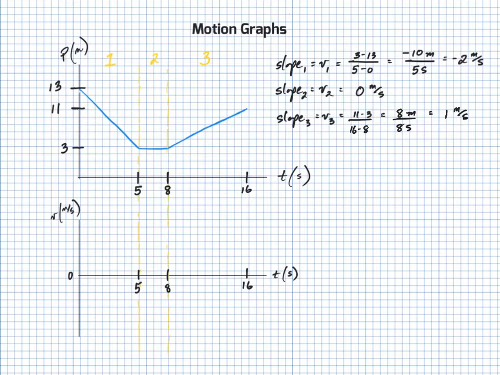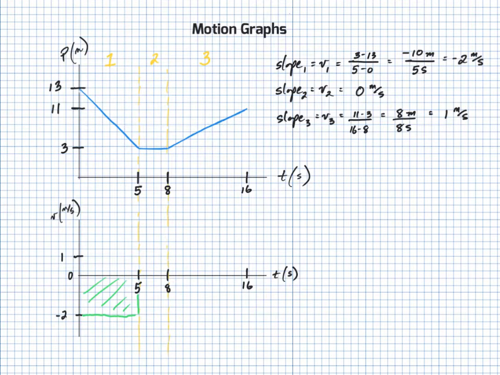So now we have all our velocity information, so we can start creating our velocity versus time graph. I'm going to mark 1, and then I'm also going to mark negative 2, because those are the relevant velocities that we calculated. So in section 1, from 0 to 5 seconds, we were going at a constant negative 2 meters per second. So again, we have a straight line here that's showing us that we are at a negative 2 meter per second velocity for this 5-second period.